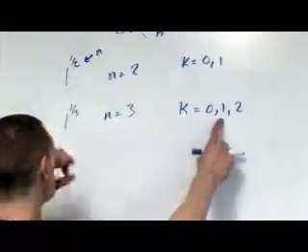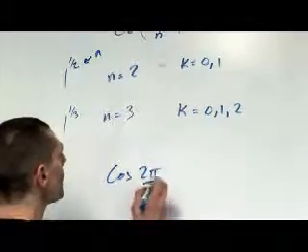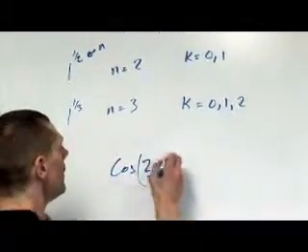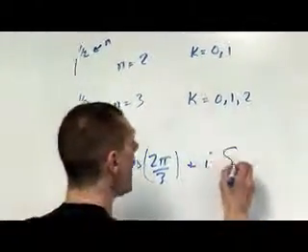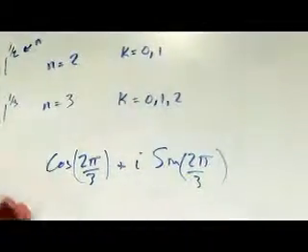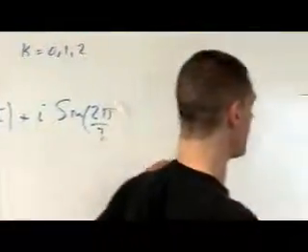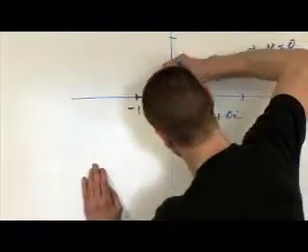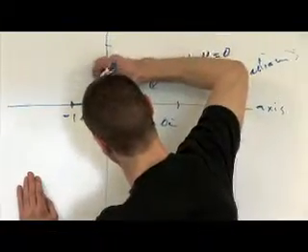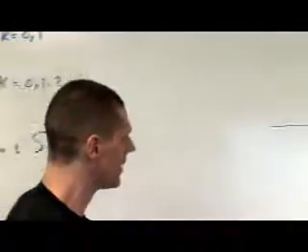Now, let's let k equal 1. Then we're going to have cosine 2 pi over 3, because n is 3 here, plus i sine 2 pi over 3. Well, okay, so 2 pi over 3, we already know this is 120 degrees, right? And I'll try and draw this as best I can. Okay. And let's see, so what's the cosine of this?